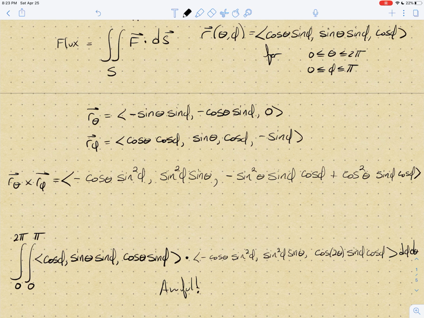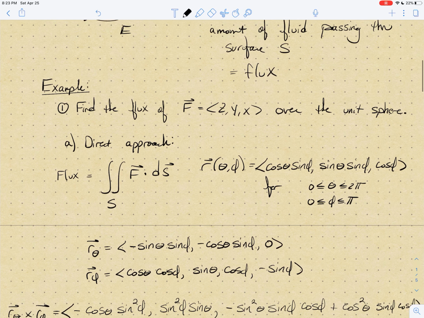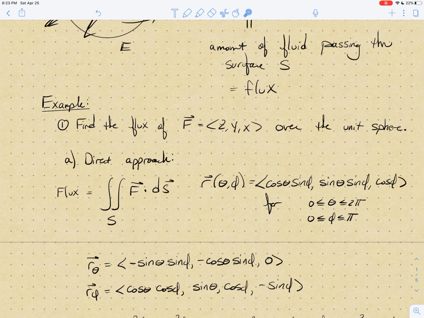And now I want to think about this problem using the divergence theorem. So this is going to be part B. The divergence theorem says that the flux of F over the surface S is the same as the triple integral over the solid bounded by S, triple integral over, I'll call it E, of the divergence of F dV. Well, I lost track of what our vector field F was. Oh, right here. Here's the divergence.